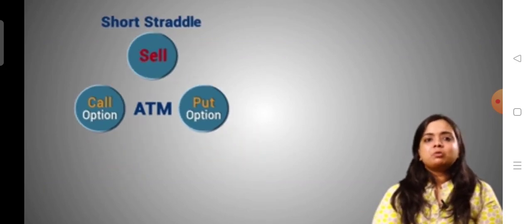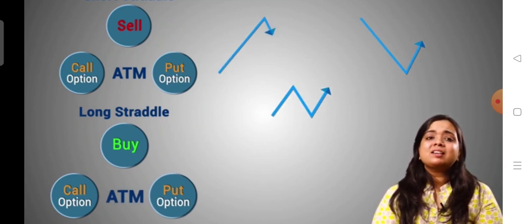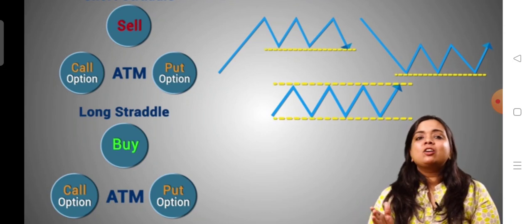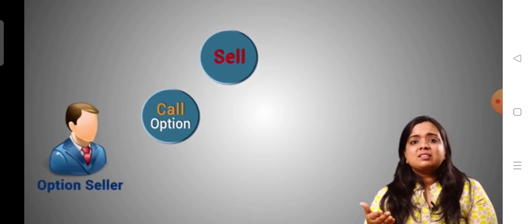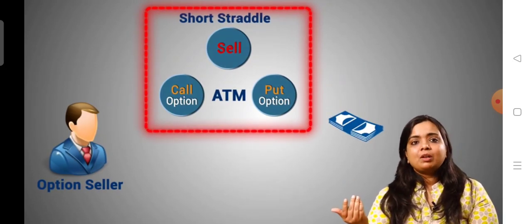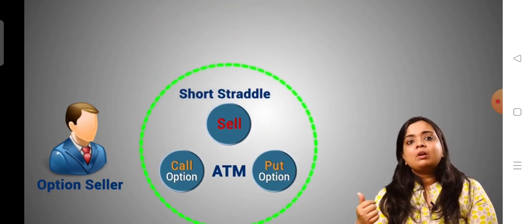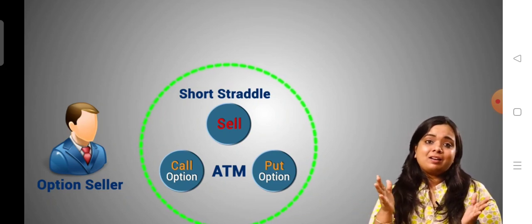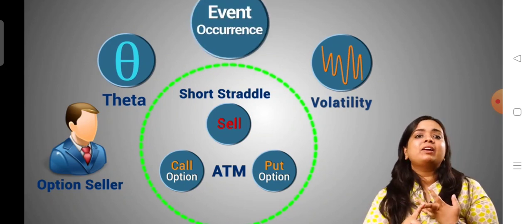So we can see the short straddle works exactly the opposite to a long straddle. A short straddle works best when the market is expected to stay in a range and not make a large move. Many traders fear the short straddle, considering that it has unlimited losses on either side. However, from my experience, short straddles work really well if you know exactly how to deploy them, keeping in mind the theta, volatility and the event occurrence.